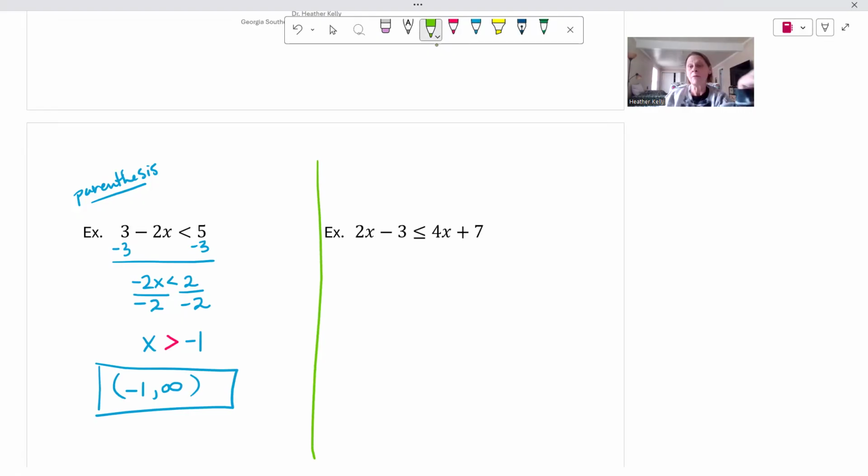Next one, I'm going to get all my variables left, all my numbers right. So I'm going to subtract 4x from both sides, and I'm also going to add 3 to both sides. And so we wind up with negative 2x is less than or equal to 10. And again, here we have this negative 2, so we're going to divide both sides by negative 2, and that's going to give us x is greater than or equal to negative 5.